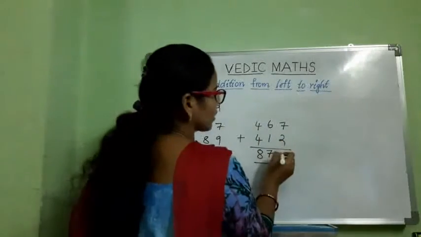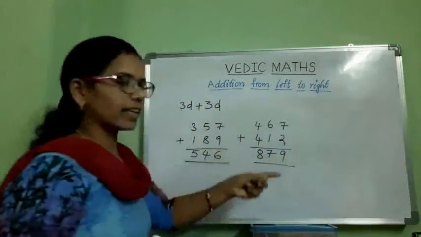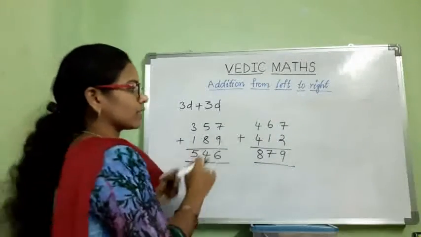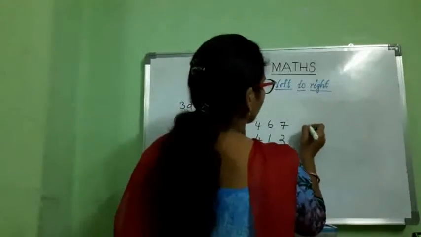Next, end digit of 7 and 2 is 9. So, the answer is 879. Here, no carry numbers. So, the answer is easy. Next, let us take one more.